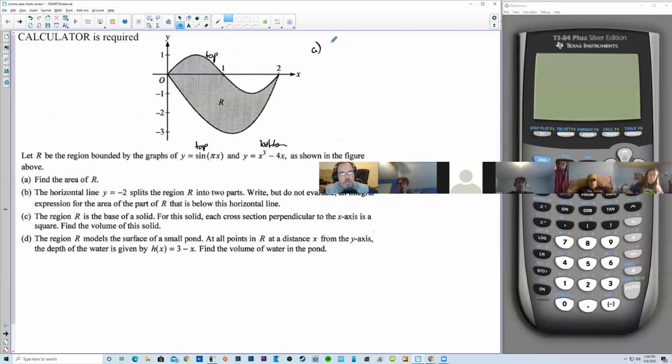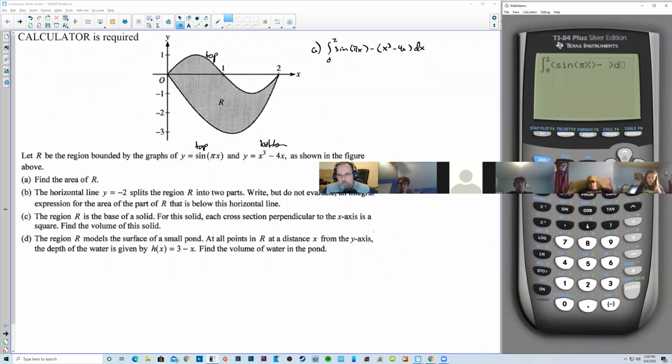So on part A, we're going to integrate from 0 to 2 of top minus bottom. So sine of pi x and then minus x to the third minus 4x. So top minus bottom and then dx. So I'm going to use the calculator to find the answer. So math number 9, 0 to 2 of sine of pi x.